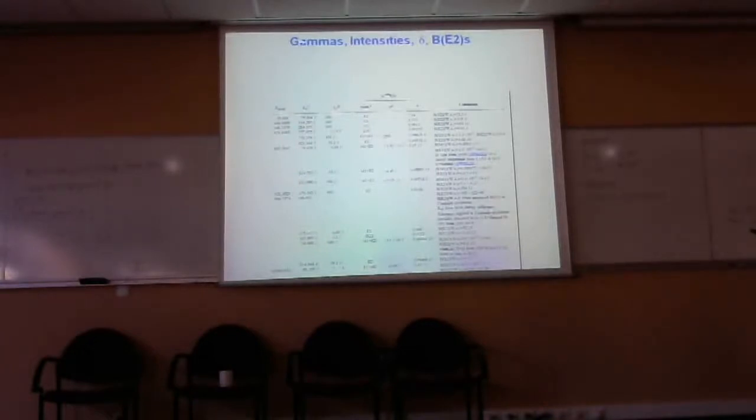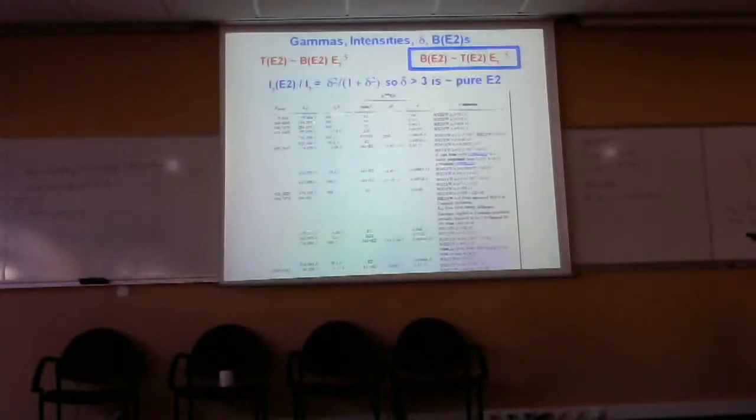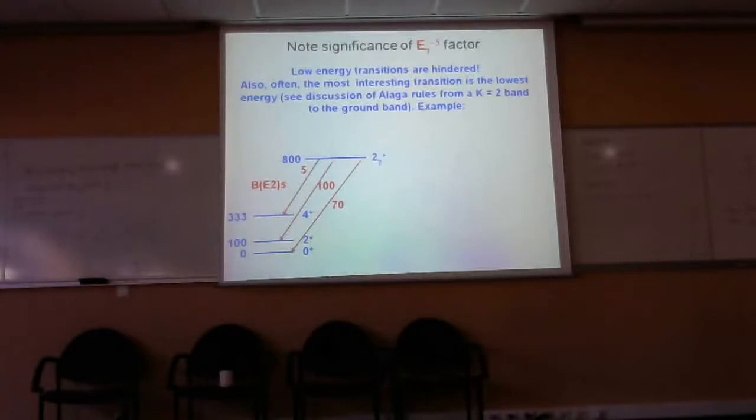So this is a table, a slide I showed from NNDC yesterday, and I had a mistake here. I just wanted to correct it. This is I gamma E2 over the total I gamma, which is delta over 1 plus delta squared. I had that wrong yesterday. Okay.